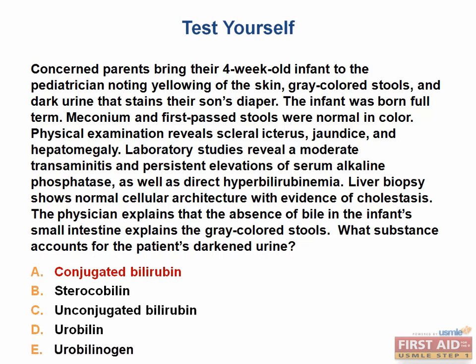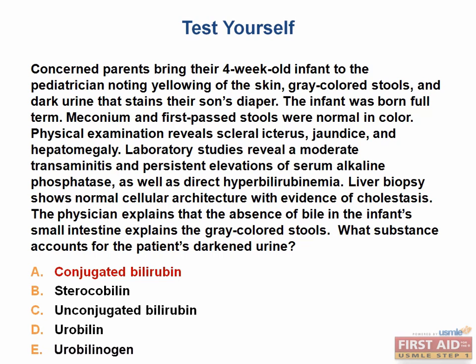So the correct answer is A, conjugated bilirubin. Let's go through why this is the answer. So this patient presents with typical findings consistent with biliary atresia. In biliary atresia, there's obliteration of the extrahepatic biliary tree, leading to neonatal cholestasis. The lack of bile flow changes the color of the infant's stools.